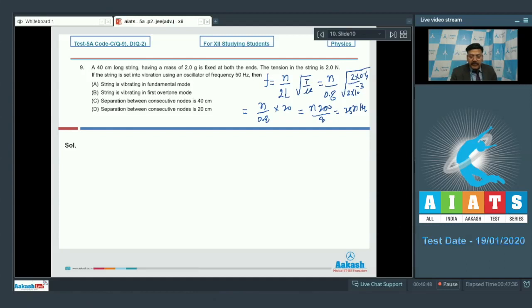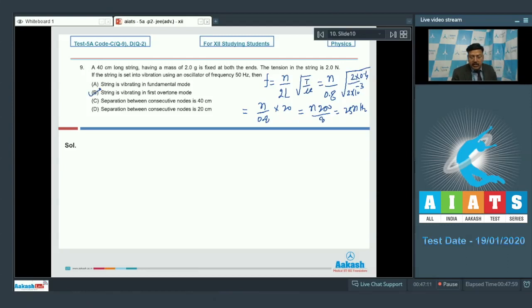So the fundamental frequency would have been 25 Hz, but it is being excited by an oscillator of frequency 50 Hz. That means it's vibrating in its first overtone mode or second harmonic mode. So that means option A is incorrect and option B is correct.